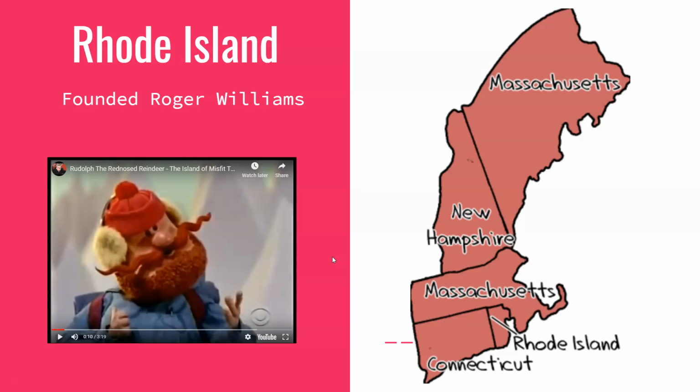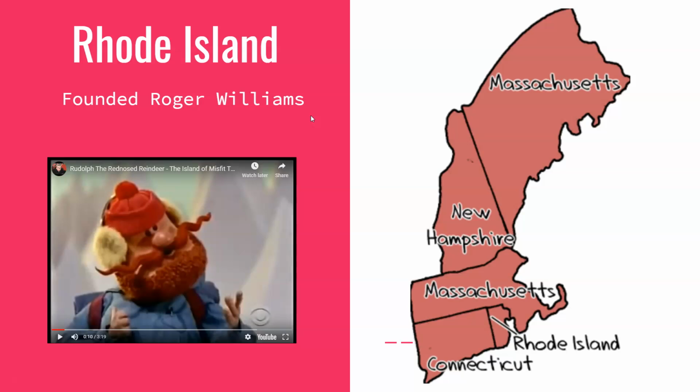So who found this island of misfit Puritans? Well, it is this guy right up here, Roger Williams. Roger starts with an R. Rhode Island starts with an R. So maybe that's a way you can remember it. But this is his situation. The Puritans don't like him so much.